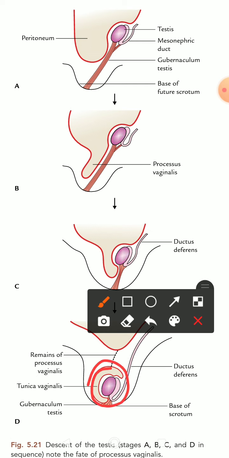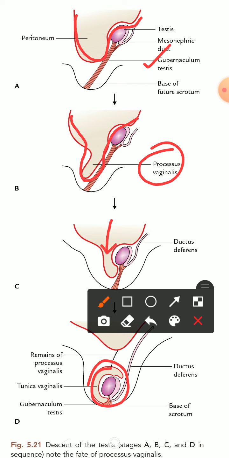And besides the gubernaculum testis, another factor plays an important role, that is the pouch of the peritoneum, which is known as the processus vaginalis. It acts as a guide. It guides the testis to descend in the right pathway.